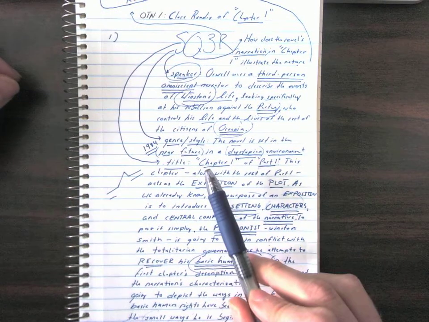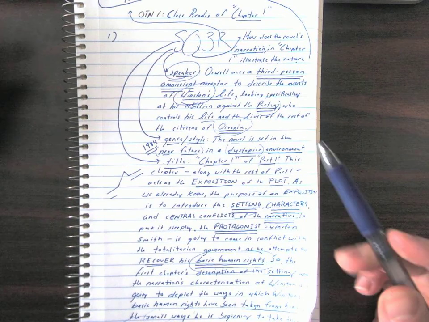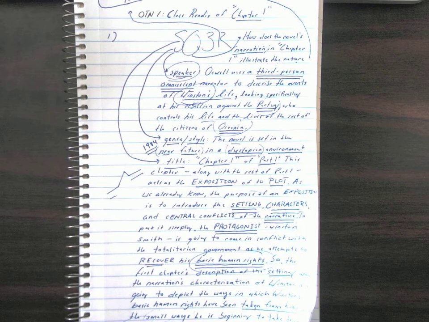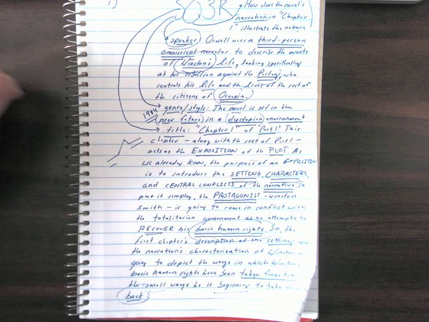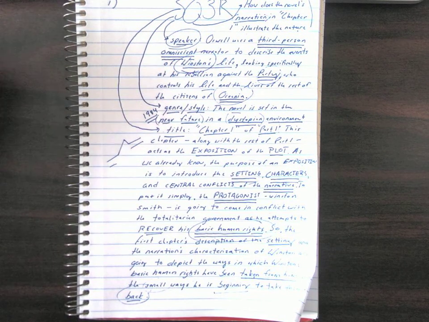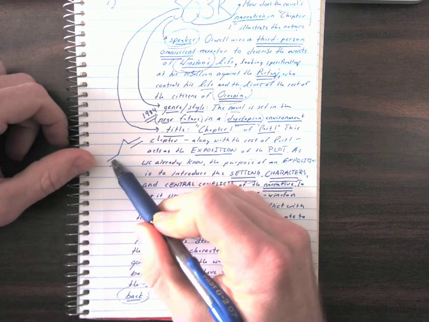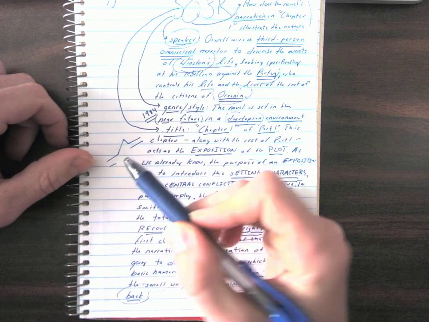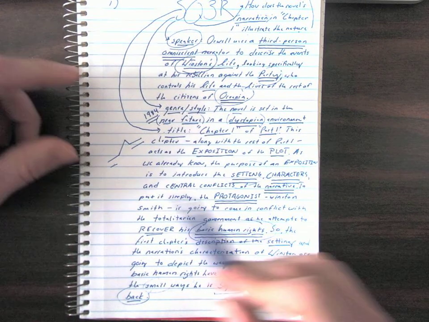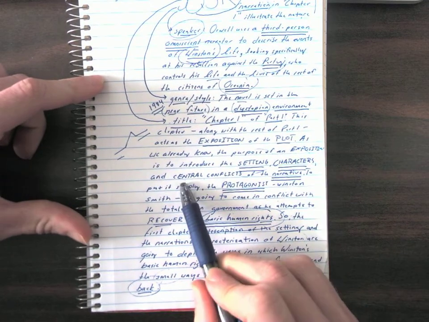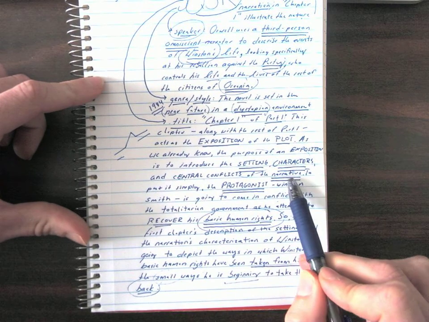So what is the title of this text? Well, it's just chapter 1 of part 1. So this is the exposition of the narrative. In a plot, the exposition, the first act or first phase of a narrative, is meant to introduce the setting, the characters, and the central conflicts of the narrative.